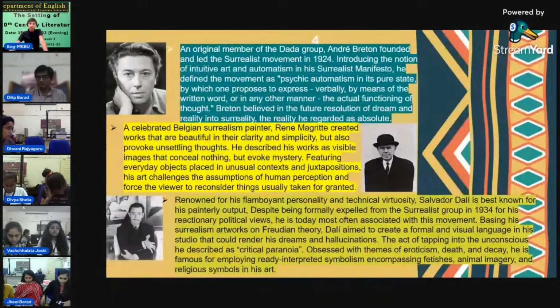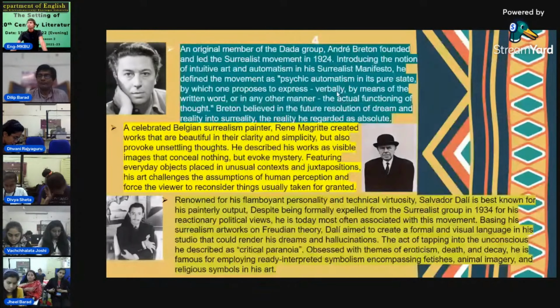And automatism is also dealt with very well by Mayuri. Automatism means whatever you have within yourself, you just automatically pour out on paper or on the canvas while you are painting or writing poetry. In his Surrealist Manifesto, he defined the movement as psychic automatism in its pure state. So there is no kind of distortion while thinking or writing what you have felt. It is the pure real, which one proposes to express verbally or by means of the written word or in any other manner.